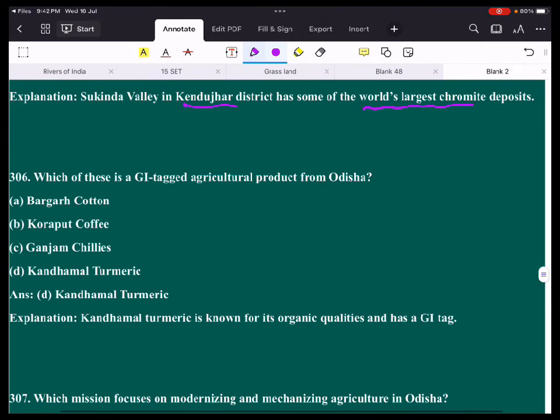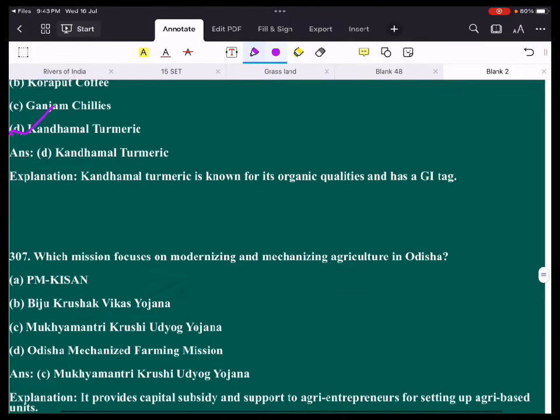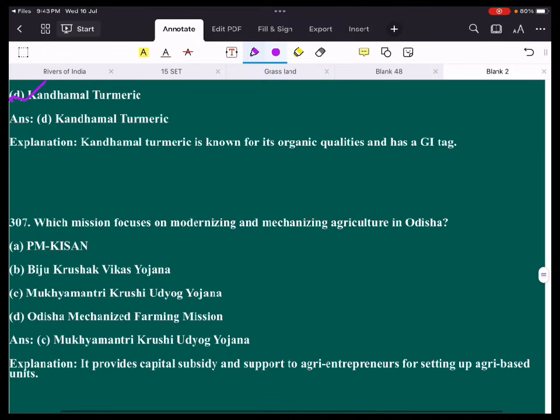Question number 306. Which of these is a GI tagged agriculture product from Odisha? That is option D, Kandhamal turmeric. Which mission focuses on modernizing and mechanizing agriculture in Odisha? That is option C, Mukhyamantri Krishi Udyog Yojana.